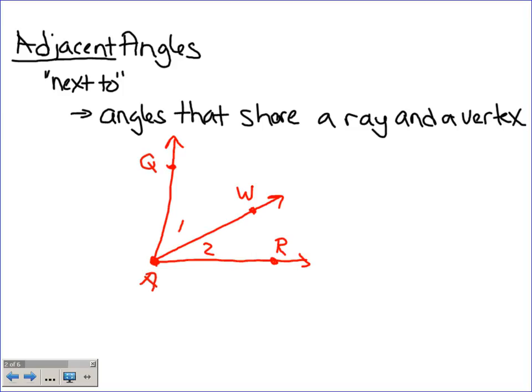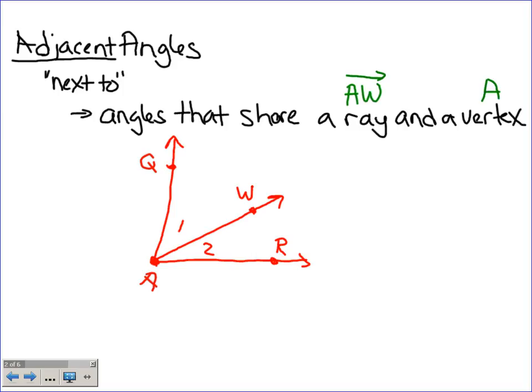Why are they adjacent? What ray do they share? W. Okay, so that's the way it's named a ray. A ray is a starting point and it goes in a direction. This is ray AW, and remember you have to write that little notation on top like so. Ray AW, that's the ray they share. What's the vertex they share? What's a vertex? It's the point, basically the hinging point where everything fits. So they share vertex A.